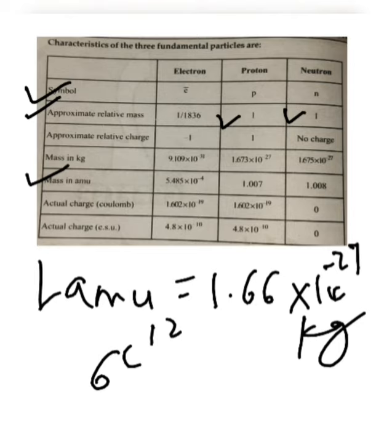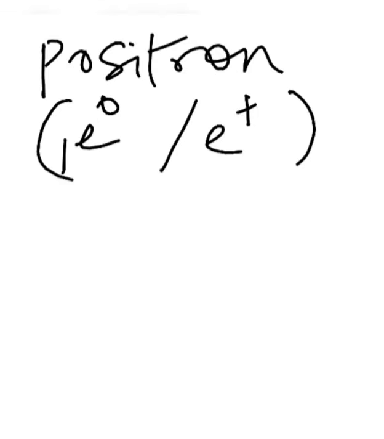Okay, as far as the charge is concerned, you are aware electron and proton have equal but opposite electric charges, while the neutron is neutral, it is not charged. Okay, so that's about the fundamental particles. Now we will see certain non-fundamental particles and certain details about them. There are various non-fundamental particles which exist.